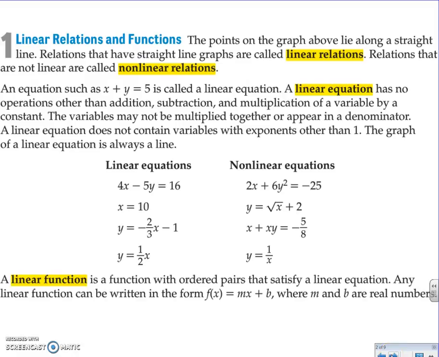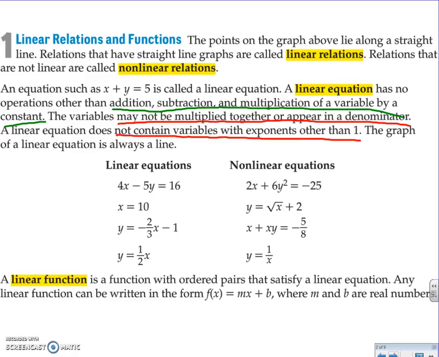First, know that if a line is straight, it's called a linear relation. If it's not straight, it's nonlinear. A linear equation has no operations other than addition, subtraction, and multiplication of a variable by a constant. The variables may not be multiplied together, or appear in the denominator. And it does not contain variables with exponents other than 1. And again, the graph is always a straight line.